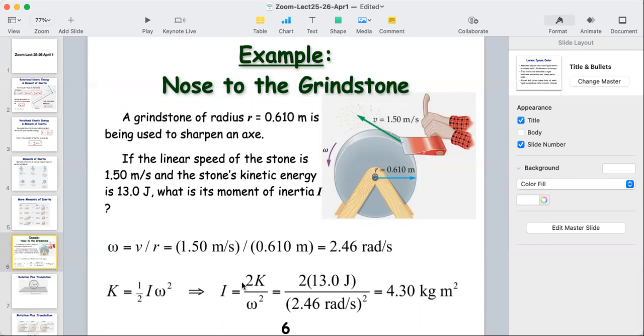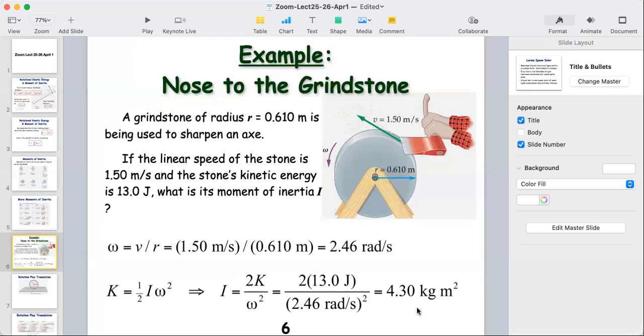At this point, I have everything I need to find I. My moment of inertia is equal to 2K divided by omega squared. So 2 times 13 joules divided by 2.46 radian per second, everything squared. I performed the calculation and I found that I is 4.30 kilogram meter squared.